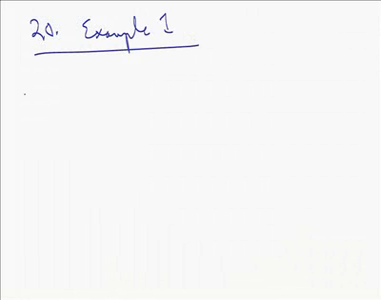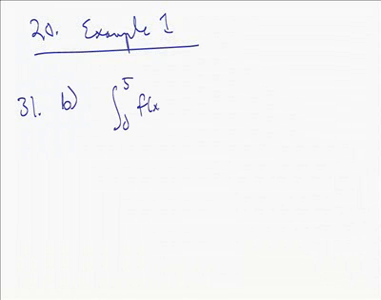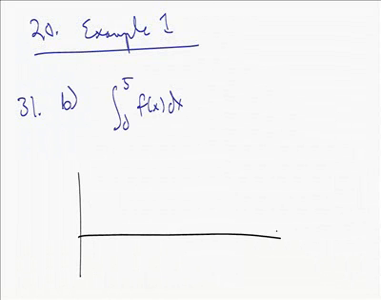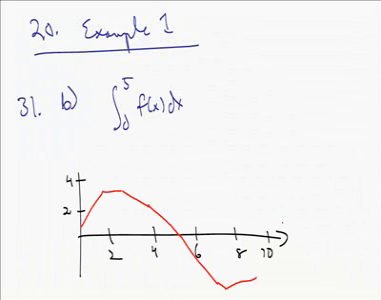Let's take a look at 31 maybe. And let's just look at 31b. We're integrating 0 to 5 f of x dx. Now, looking at that in your book, all we're doing here is finding the area under the curve from 0 to 5. So if you look at the function, it looks something like that, but you can see that here is 5. We want to integrate from 0 to 5. So basically what you're doing is you're finding this area under the curve right here.